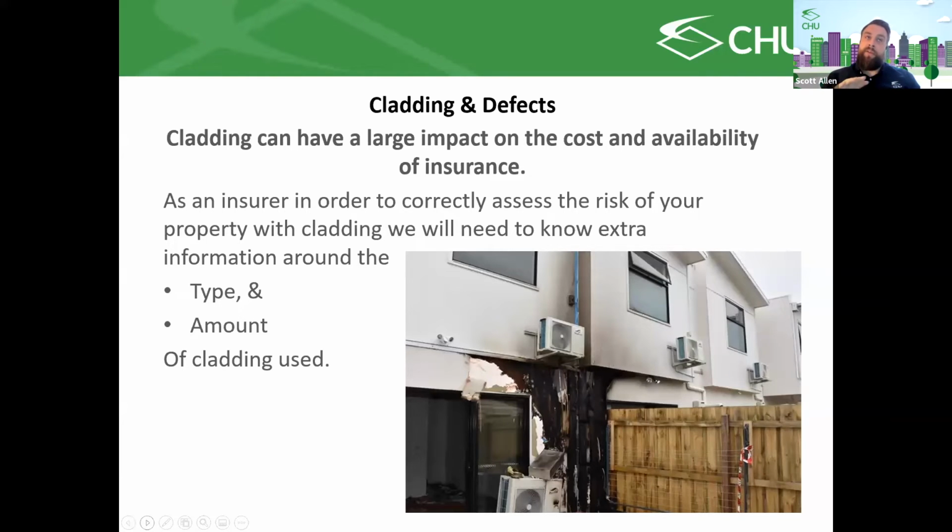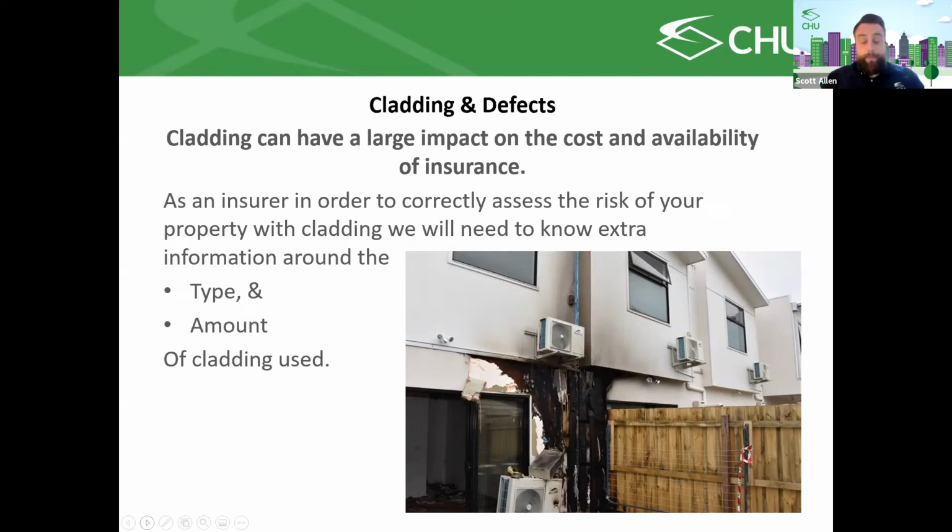Both, we would like to know if it's EPS or ACP, and we would like to know what the product name is. Once your insurer has the product name, we can narrow down exactly what it's made out of and then treat it very specifically. We know exactly what it is, so we don't have to guess about anything, and we know exactly what the risk of that product actually is.